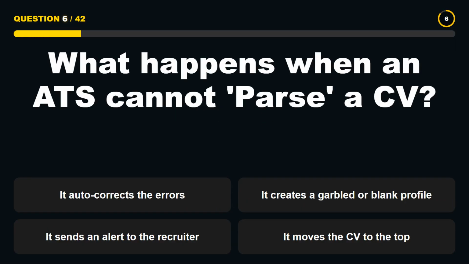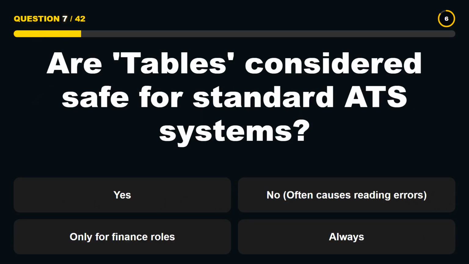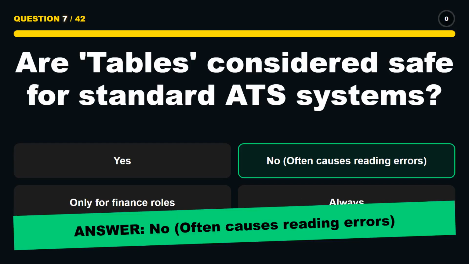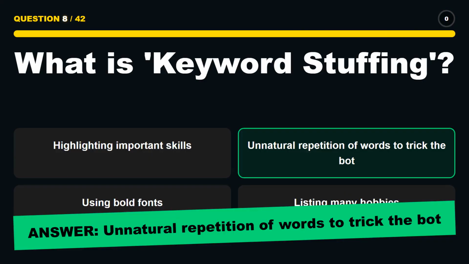What happens when an ATS cannot parse a CV? It creates a garbled or blank profile. Are tables considered safe for standard ATS systems? No, often causes reading errors. What is keyword stuffing? Unnatural repetition of words to trick the bot.